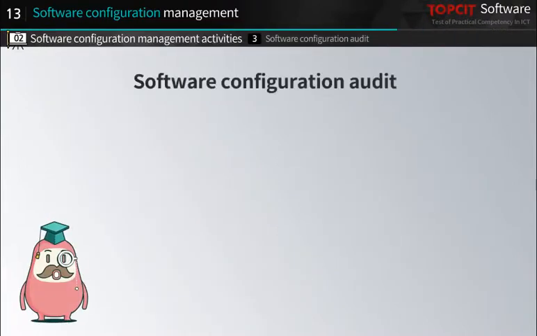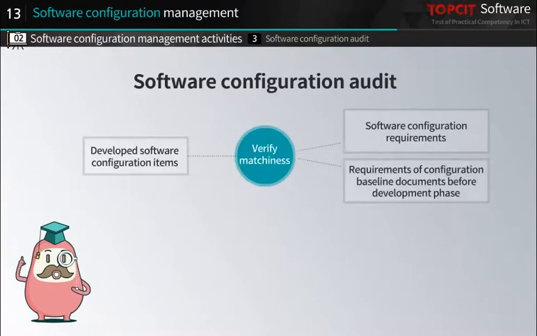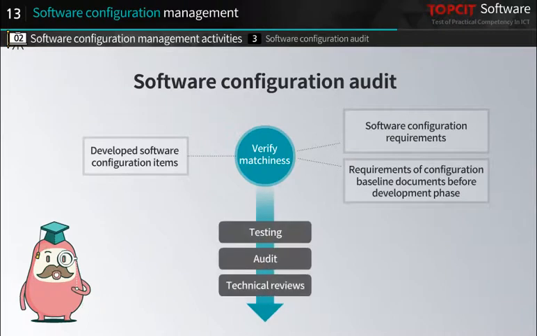Now let's talk about the software configuration audit. A configuration audit is an activity that verifies whether the developed software configuration items match the software configuration requirements, and they meet the requirements of the configuration baseline documents developed before the development phase. This is done through testing, audits, and technical reviews activities throughout the software lifecycle.